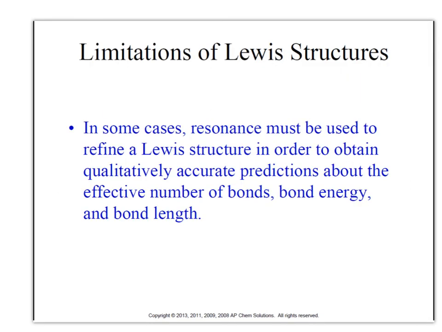So in some cases, resonance structures are really important because they help us refine and make better predictions about bond length and bond energy and the effective number of bonds. And that can also tell us a lot about how a molecule forms, how much energy it takes to form that molecule, as well as how much energy it takes to break down that molecule. So that's why Lewis structures are useful and important.